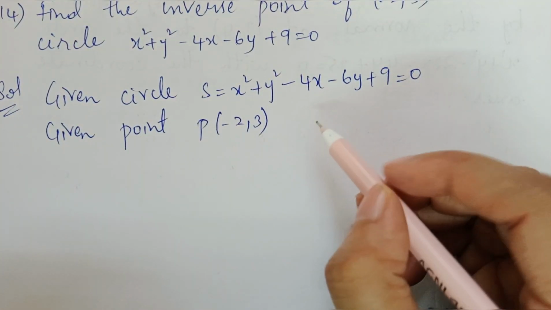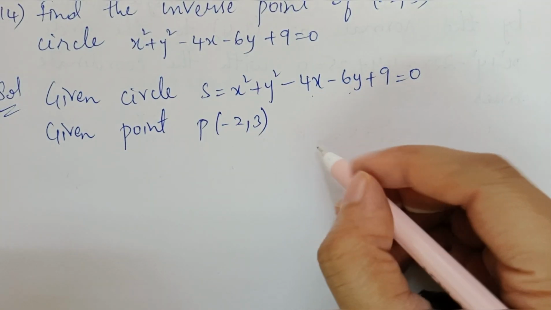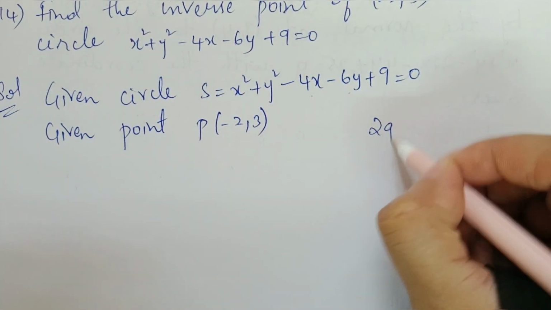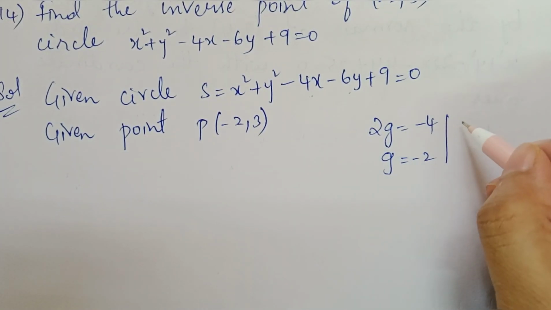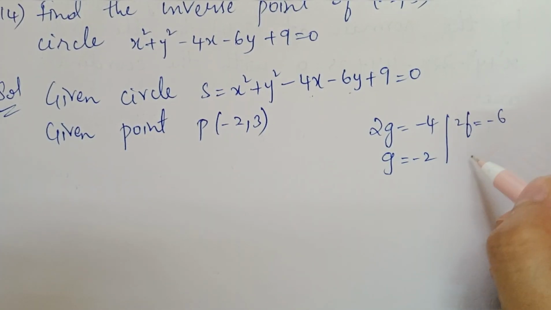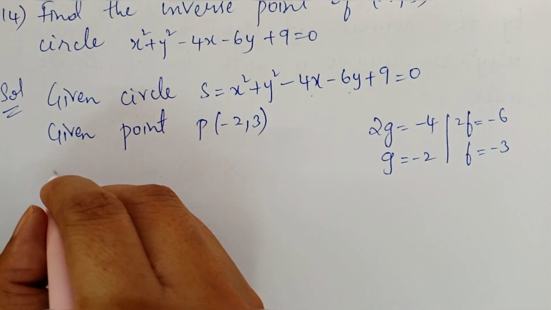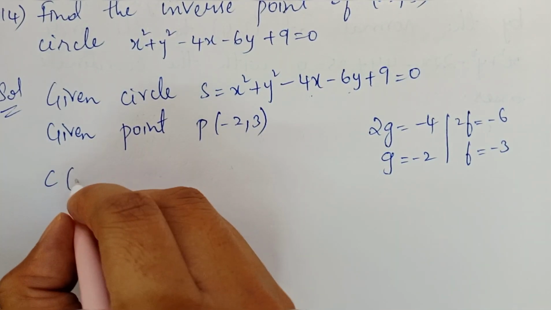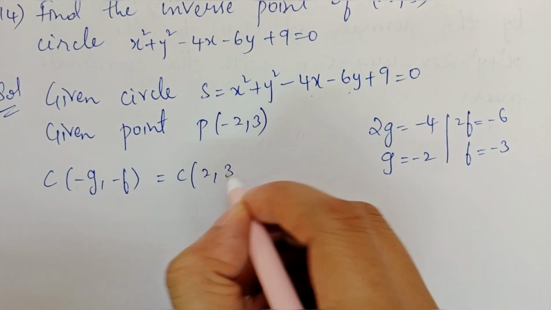First we will find the center of the circle, which is 2g = -4, so the value of g = -2. 2f = -6, which gives f = -3, right? So the center can be given as (-g, -f), which is equal to (2, 3).